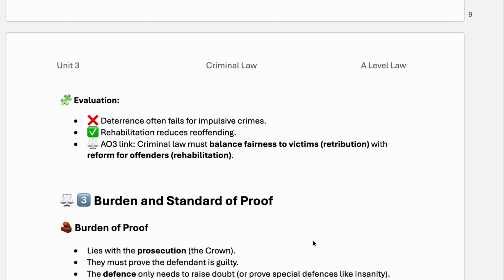Let's move on to evaluation. Now, in terms of criticism, some people say that deterrence isn't all it's cracked up to be, especially for impulsive crimes like assault or theft. After all, most people just don't stop, do they, to consider sentencing guidelines before they steal a car or nick a chocolate bar. It can be quite impulsive.